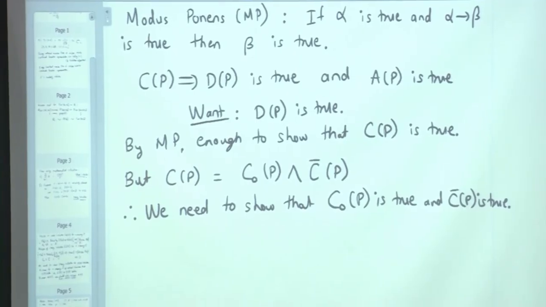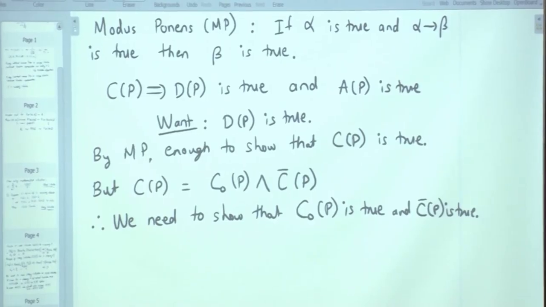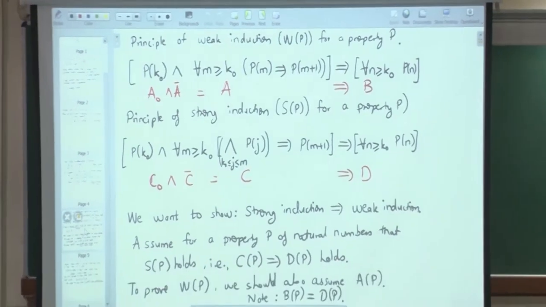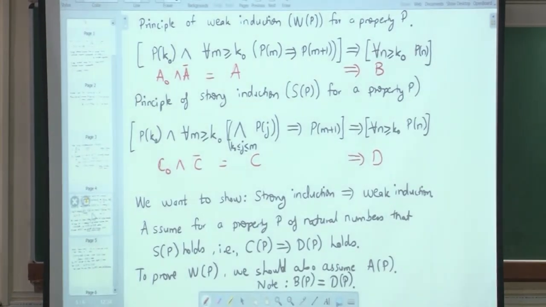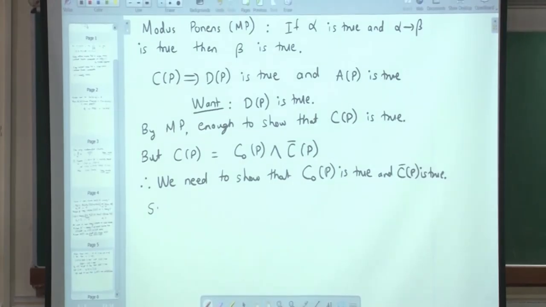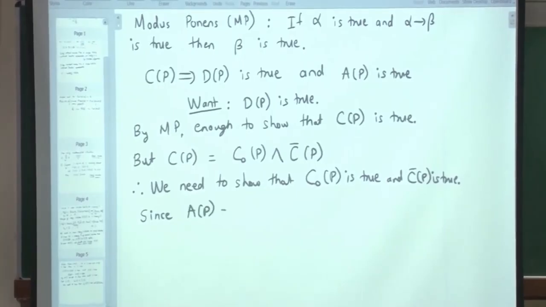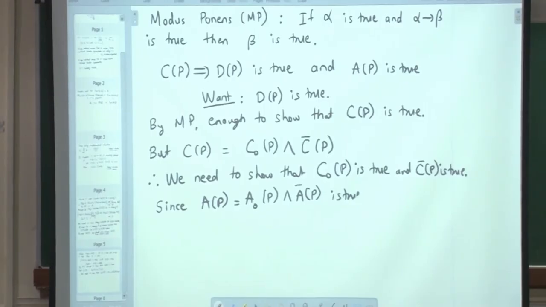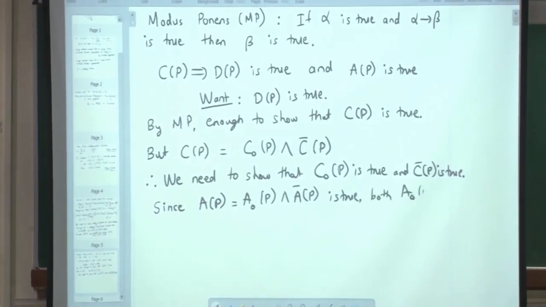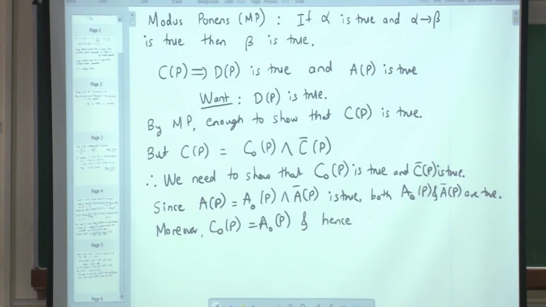Everybody is with me still? Okay, so C0P is true and C bar P is true. What is C0P? Observe. C0 of P is the same as A0 of P, and that is given to you. Since A P, which is A0 P conjunction A bar P, is true, both A0 P and A bar P are true. Moreover, C0P is equal to A0P, and hence C0P is true.